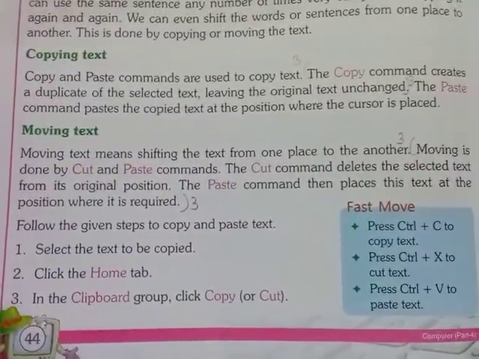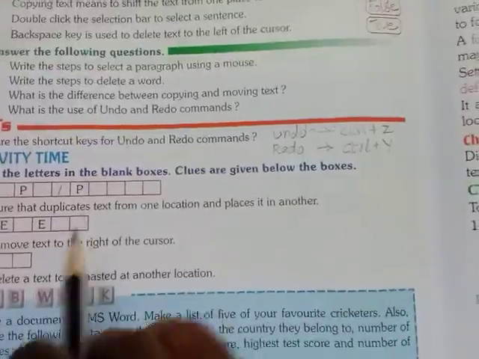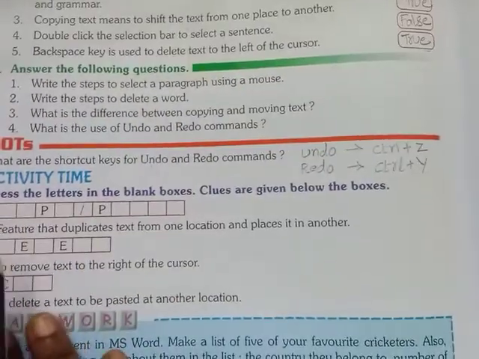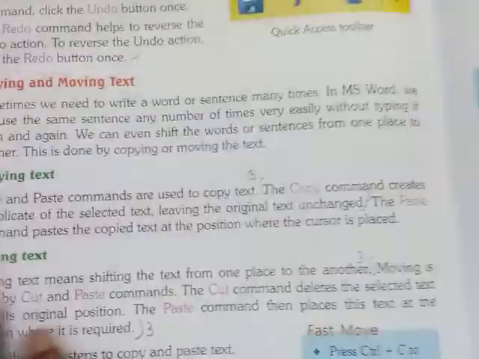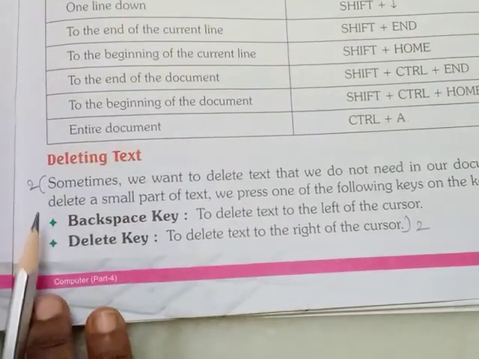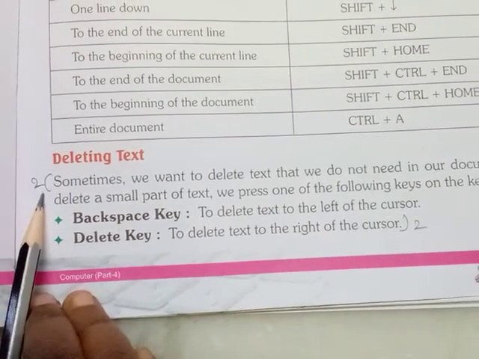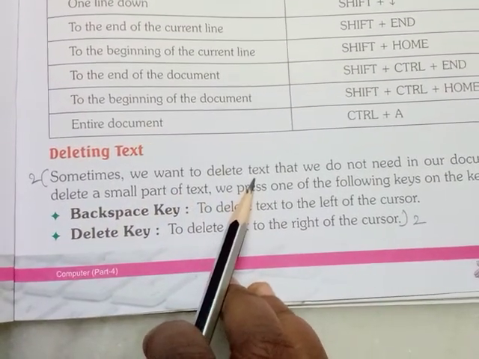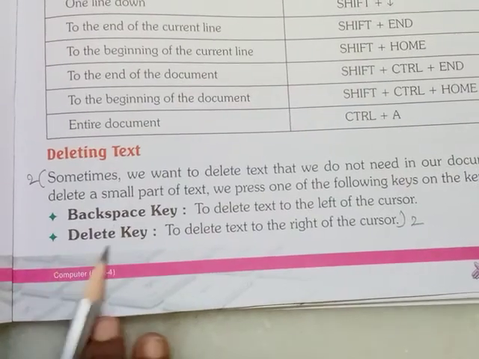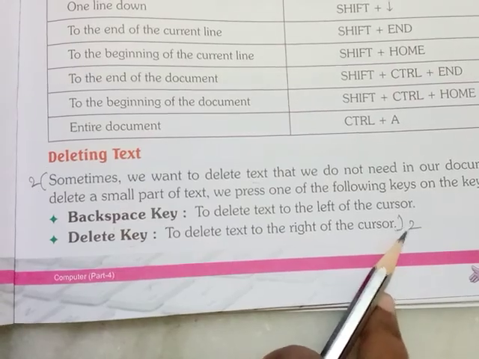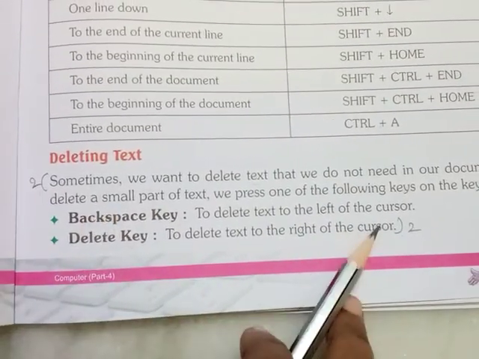Next, children, see the second question. Write the steps to delete a word. For this question, children, see page number 43. Deleting text is there, no? From here onwards. Sometimes we want to delete a text. From here onwards to delete key to delete text to the right side of the cursor. Up to here, children. From sometimes onwards to here. This is second question answer.